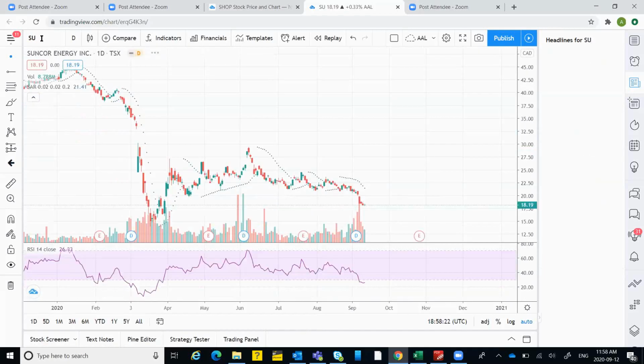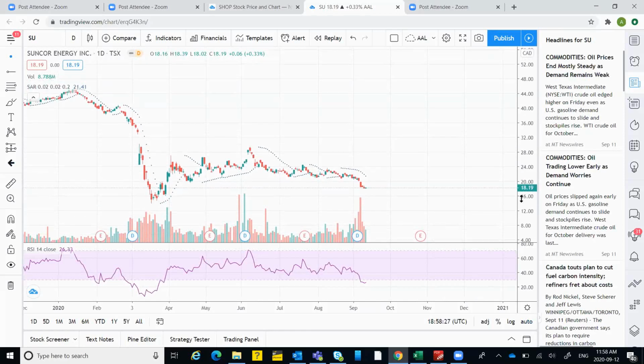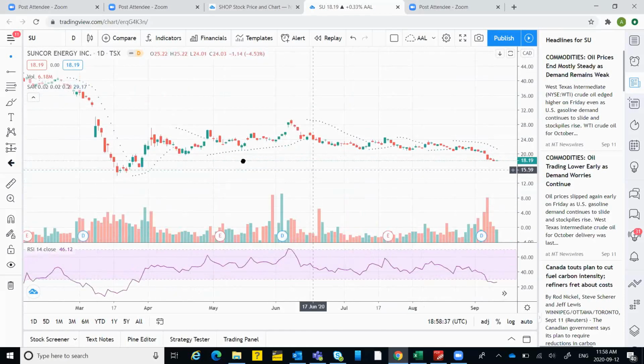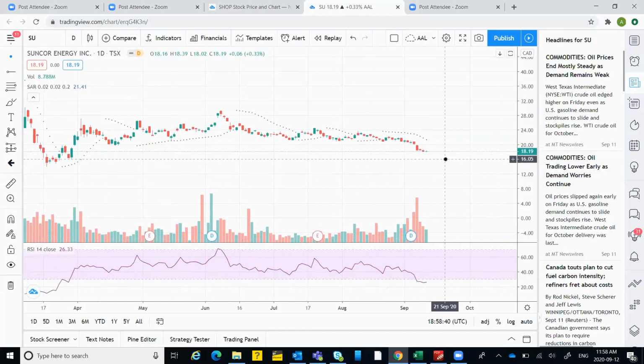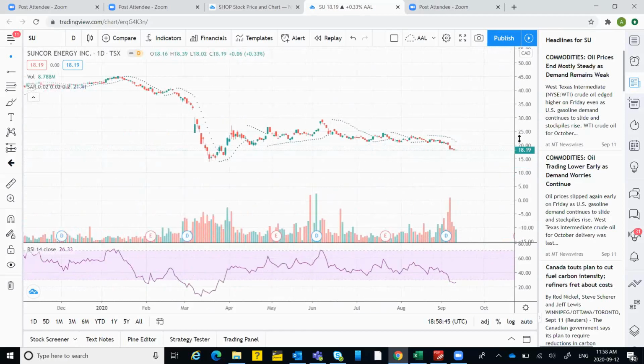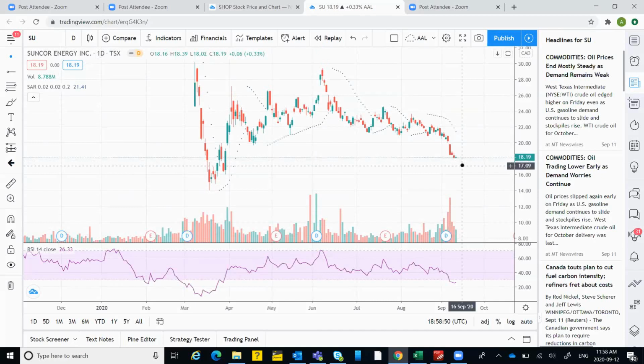Okay, let's look at SU to buy at around 16.50, and TRP to buy around 59. 16.50 here at this level. Let me increase it. Currently it's at 18, so 16.50 would be the entry. Here, and then a stop-off at 15 or 14.